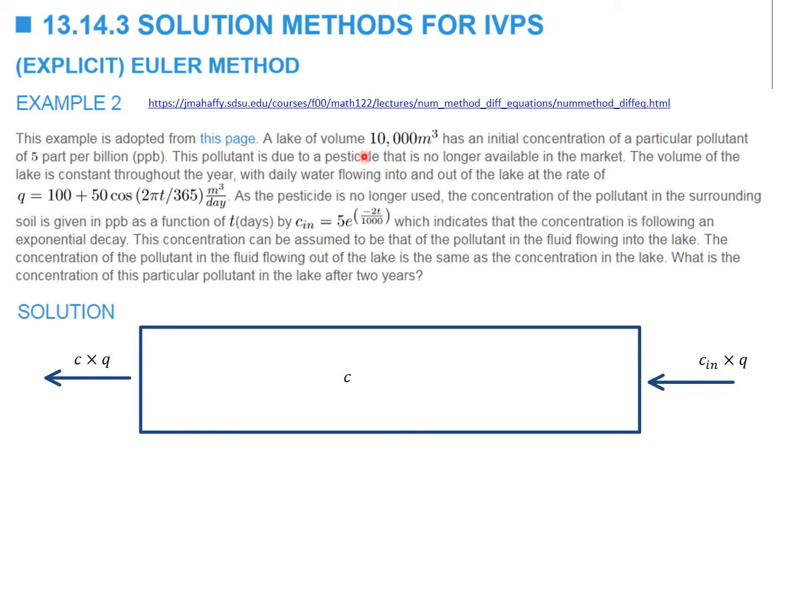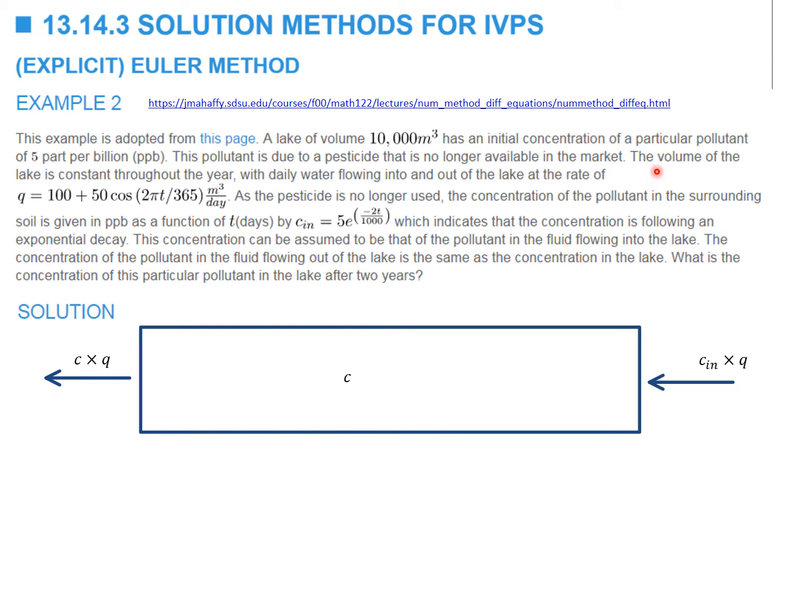So we have a lake that has a volume of 10,000 cubic meters and has an initial concentration of a particular pollutant of 5 parts per billion. This concentration is given as a volume concentration, which is the volume of the pollutant divided by the volume of the fluid. This pollutant is due to a particular pesticide that's no longer available in the market.